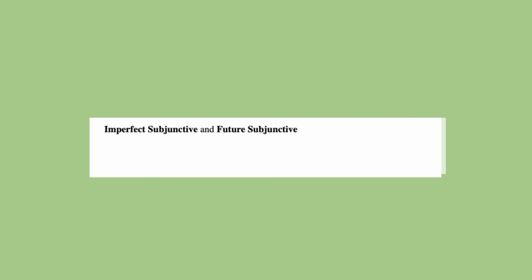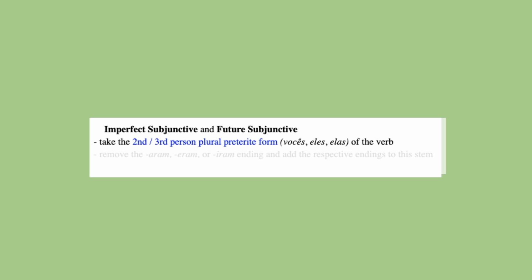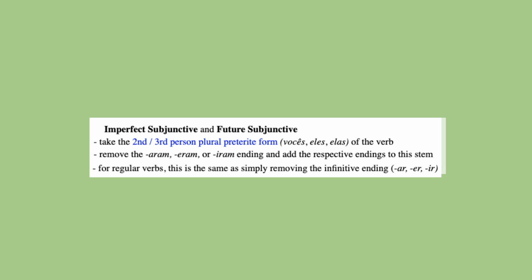Under the imperfect subjunctive as well as the future subjunctive, we take the second and third person plural preterite form of the verb, we remove the aram, eram, or iram ending, and to that stem we add the respective imperfect subjunctive or future subjunctive endings. Now for regular verbs, this is the same as simply removing the infinitive ending.